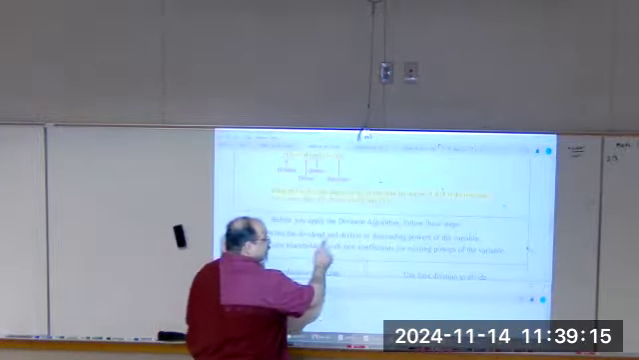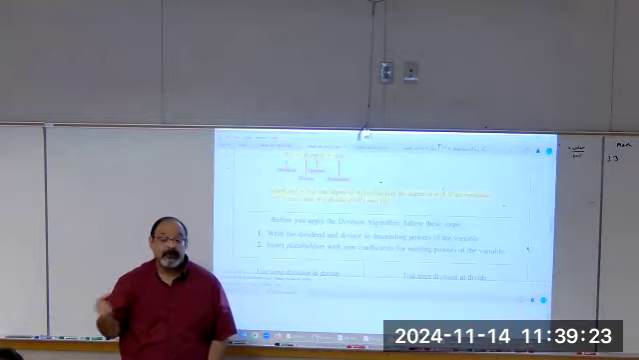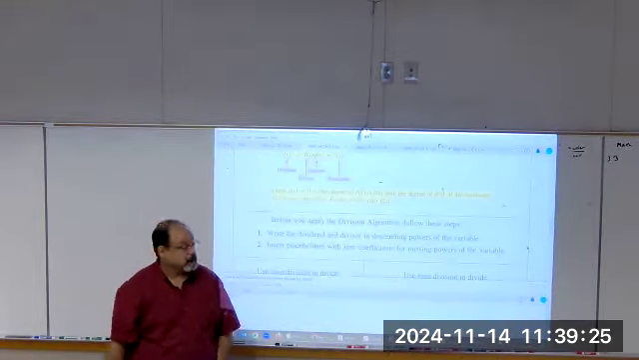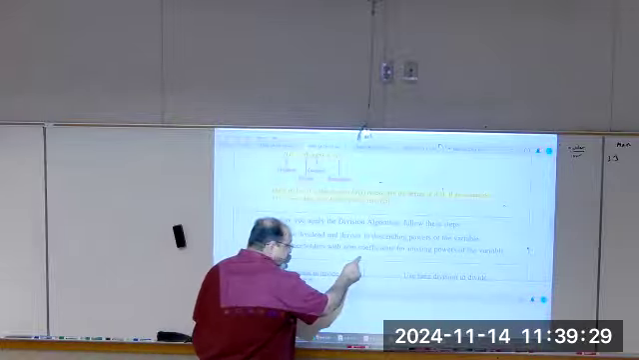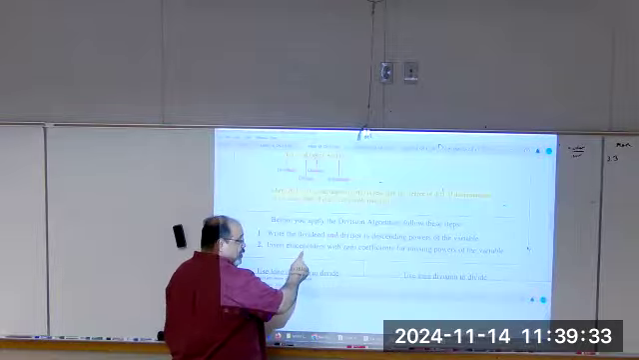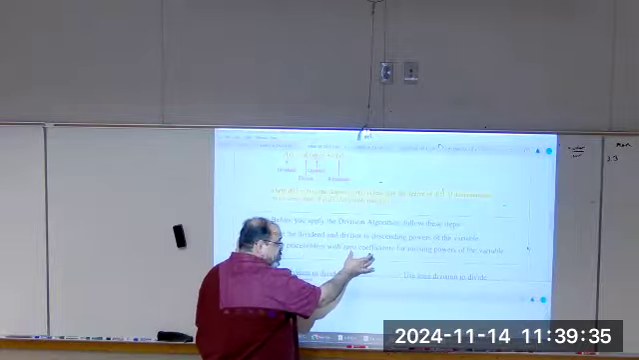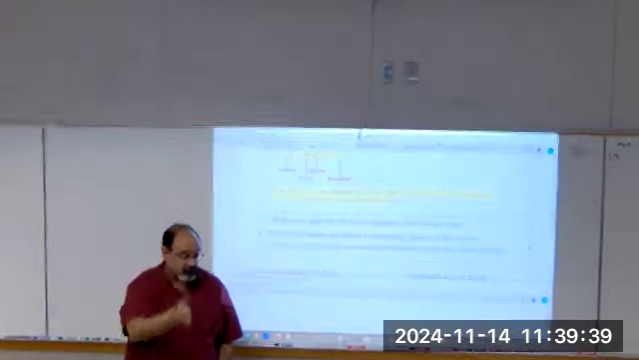Write the dividend and the divisor in descending powers of the variable. So you don't want to have things mixed up. You want to go from the biggest power to the smallest power. Everything needs to be arranged correctly. If there are missing powers, you want to put placeholders with zero coefficients for those missing powers. Otherwise, we're not going to have place values line up.